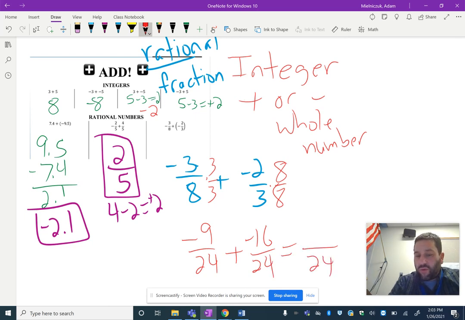So we don't add them, we just write 24. We have two negative numbers we're adding, so we add them together and we'd get -25/24 for that one.